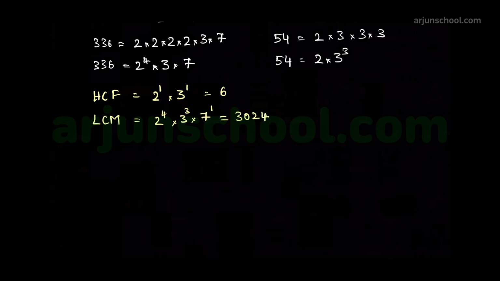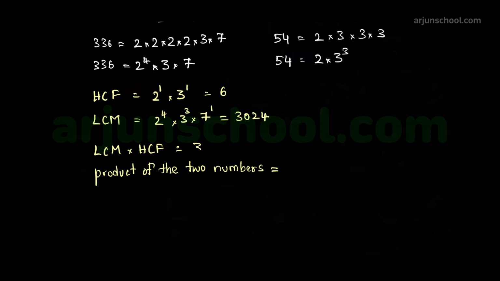Now let us do the verification of this statement. The product of LCM and HCF of the given two numbers should be equal to the product of the two numbers. LCM times HCF is equal to 3024 times 6, which is equal to 18144. Now let us do the product of the two numbers, which is 336 into 54, which is equal to 18144. Therefore we have verified that the product of LCM and HCF of given two numbers is equal to their product.